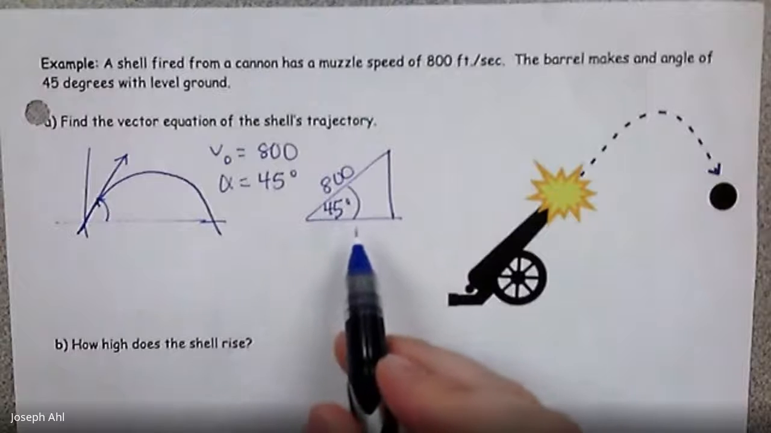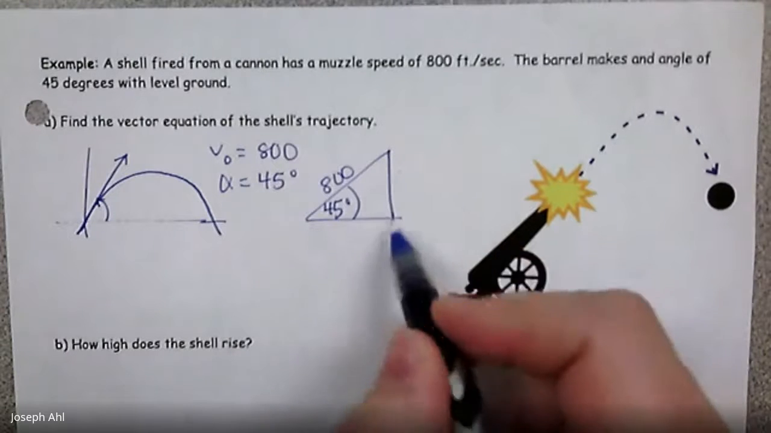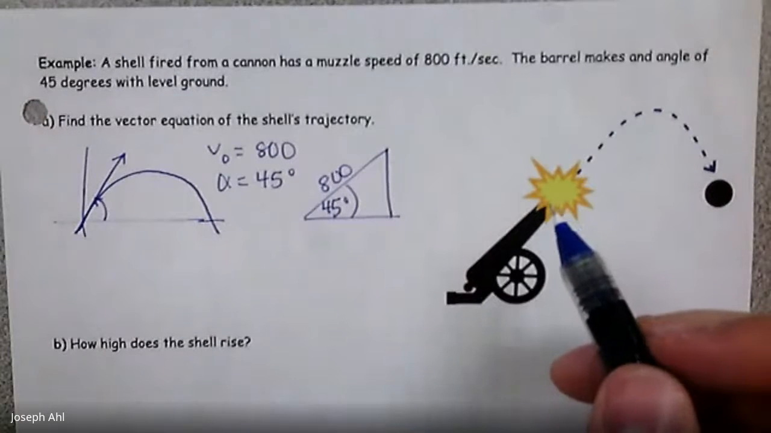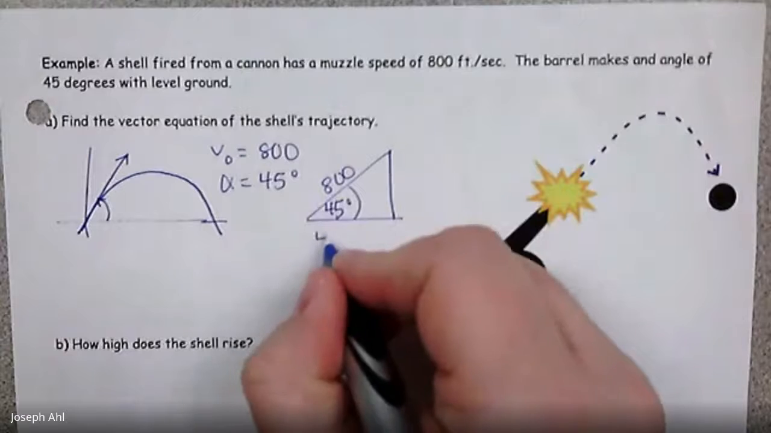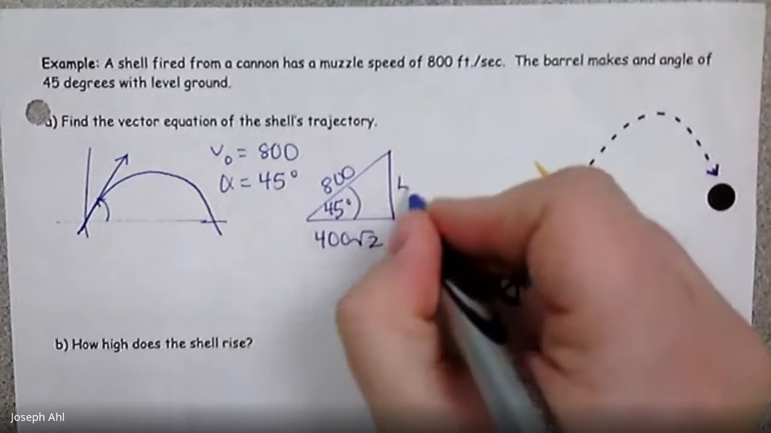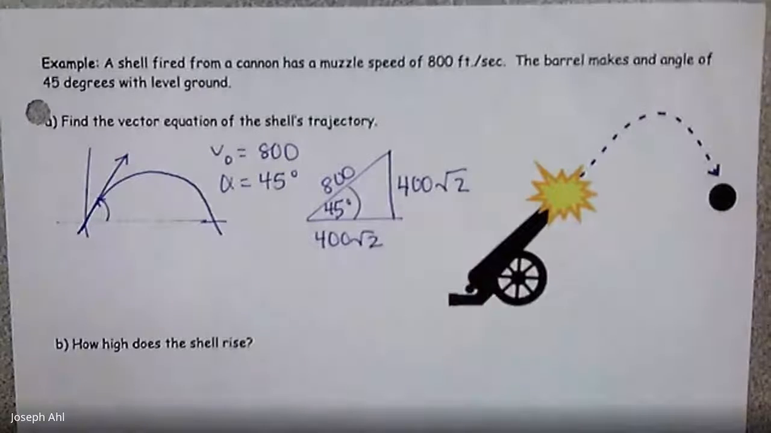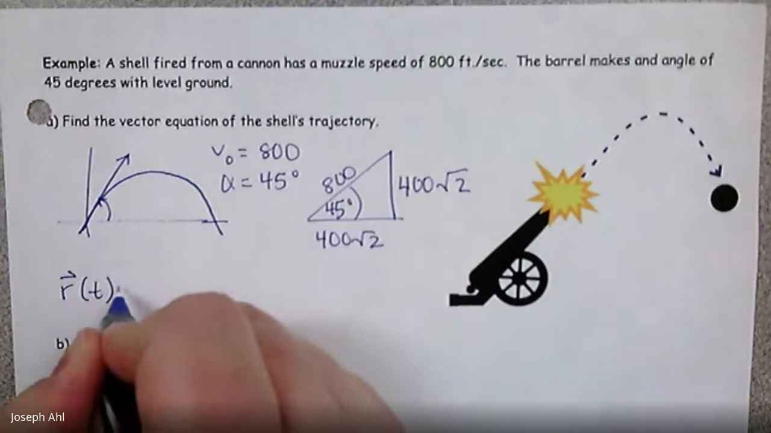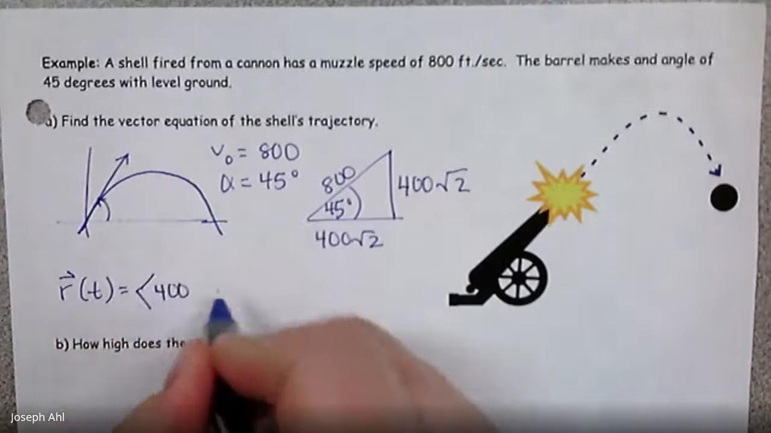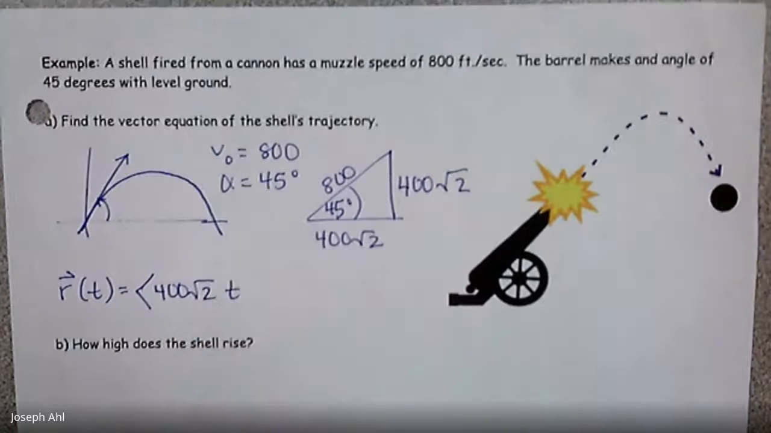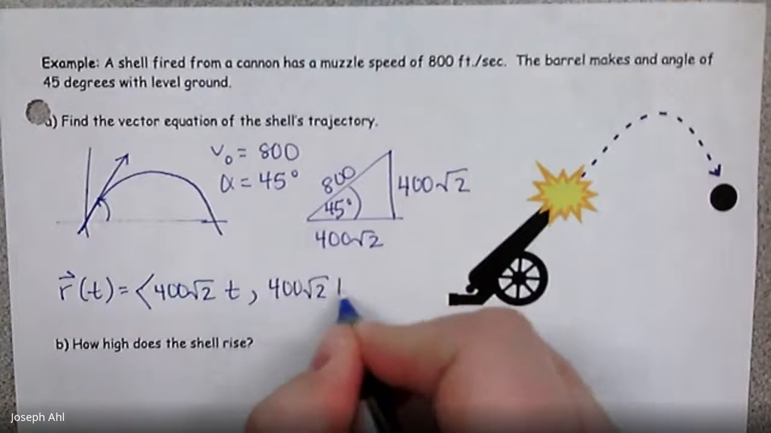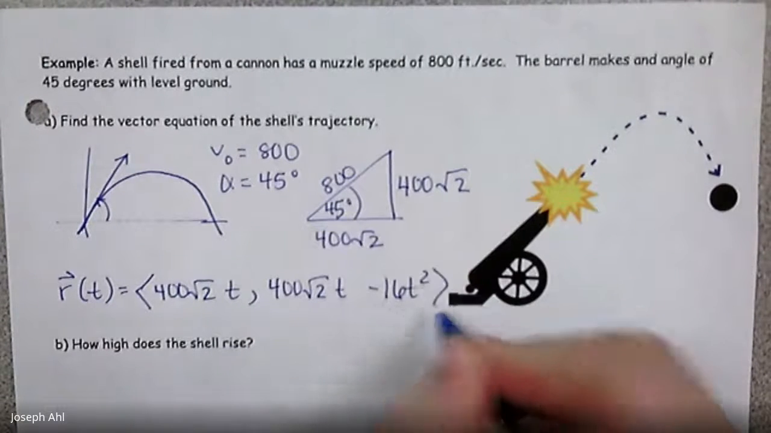So we know that the x component would be 800 cos 45. The y component would be 800 sine 45. And because it's such a nice angle and we have exact values for sine and cos 45, this would wind up being 400 radical 2, and so would this leg as well. So based on that setup, we know that the position vector at any given time, r of t, would equal 400 radical 2 t. And then the y component would also be 400 radical 2 t, but minus 16 t squared for the effect of gravity.